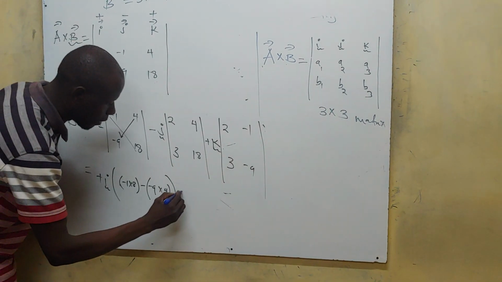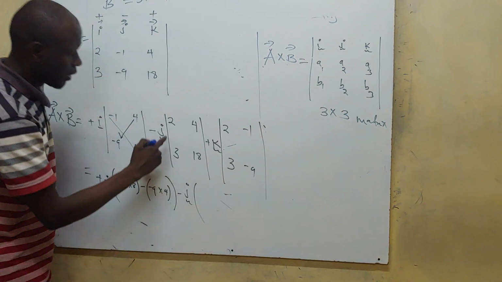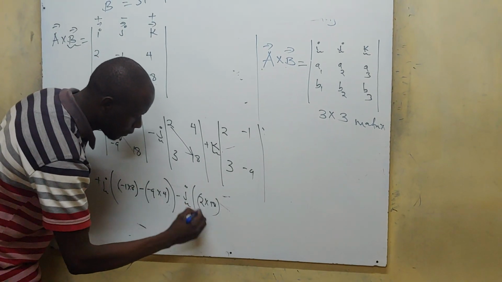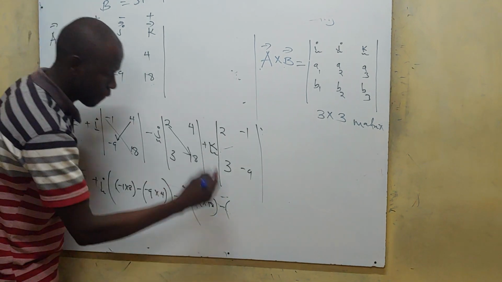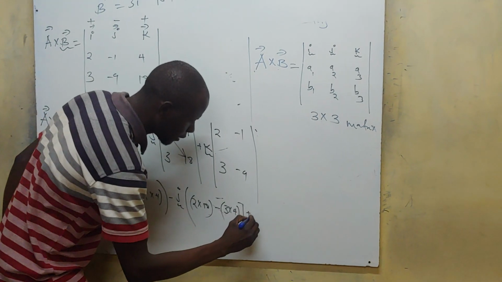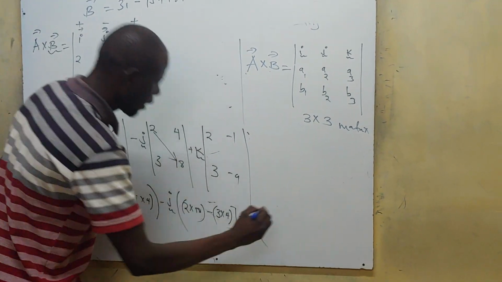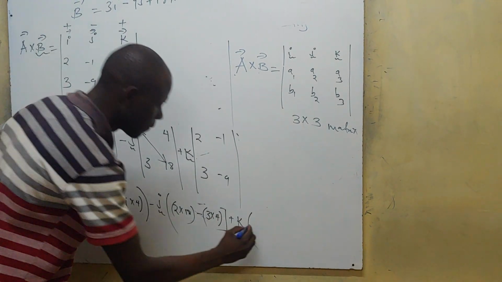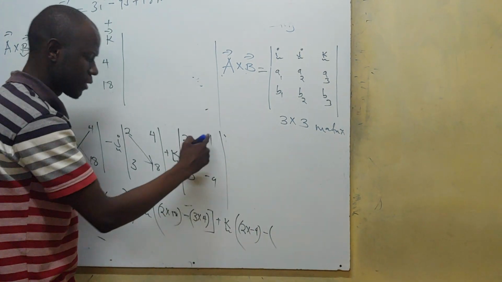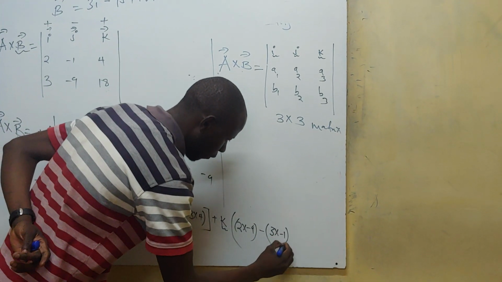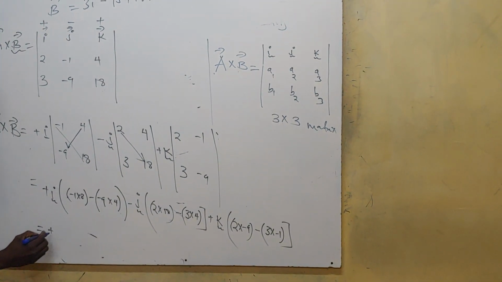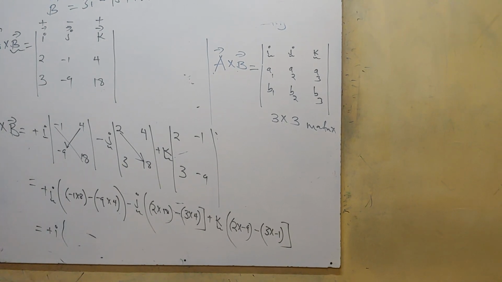Then the same for minus J. The elements along the primary diagonal are 2 multiplied by 18. Then you minus 3 multiplied by 4, which is along the second diagonal. Then we do the last one, plus K, and again the elements along the primary diagonal will be 2 multiplied by negative 9, then you minus 3 times negative 1. Then we simply solve, and the answer that we obtain will be what we call the cross product between those two vectors.